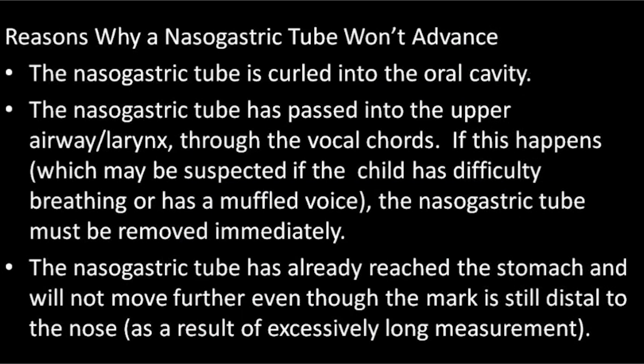The nasogastric tube may not advance further for the following reasons. If the nasogastric tube is curled into the oral cavity, or if the tube has passed into the upper airway or larynx through the vocal cords, which may be suspected if the child has difficulty breathing or a muffled voice, the nasogastric tube must be removed immediately. Or the nasogastric tube has already reached the stomach and will not move further even though the mark is still distal to the nose, as a result of excessively long measurement.